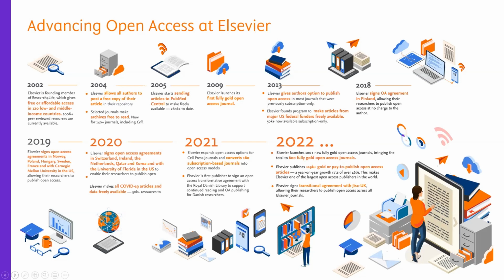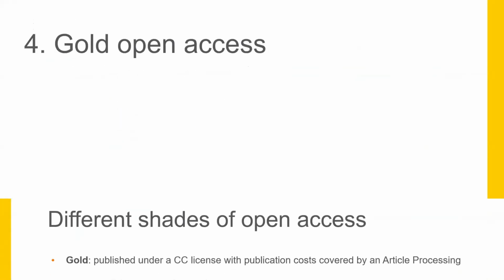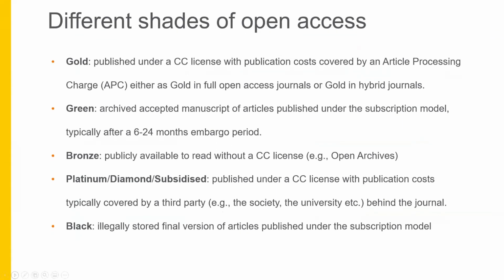Yeah, and for 2022-23, for sure, something will happen also regarding open access at Elsevier. Okay, let me tell you a little bit more about models of open access. We have different shades of open access: gold, green, bronze, platinum, diamond. It's called differently in different places. And black.